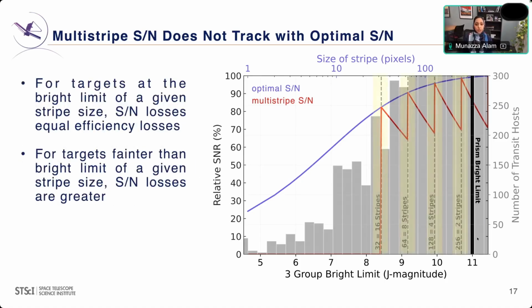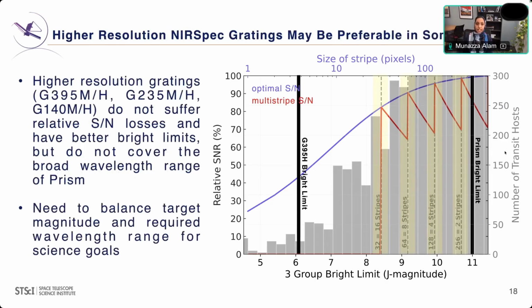One thing to note with this sawtooth pattern is that when you have targets that are at the bright limit of a given stripe size, the signal to noise losses that you have are going to equal your efficiency losses. And so for targets that are fainter than the bright limit of a given stripe size, the signal to noise losses are going to be greater. And so there are some cases where, when you're considering which subarrays to use, it may be preferable to have higher resolution NIRSpec gratings, and even some combination of higher resolution NIRSpec observations with another instrument like NIRISS, for example. And the choice of that will really come down to your science goals.